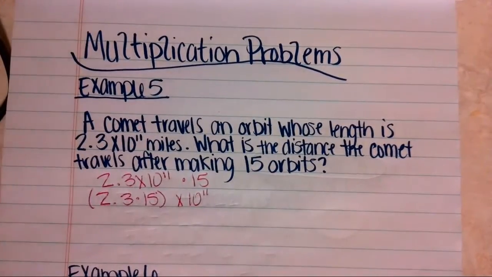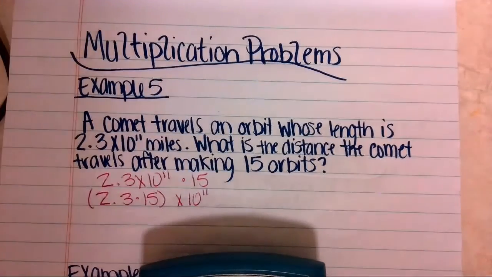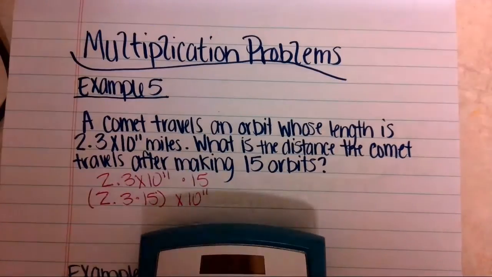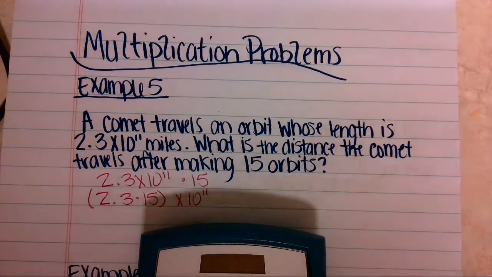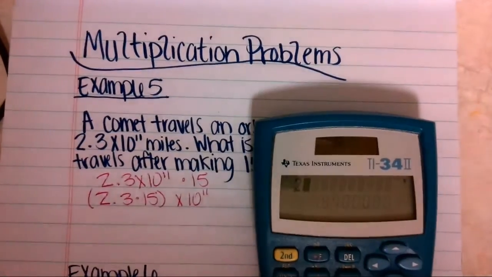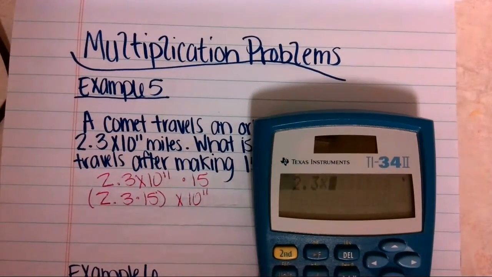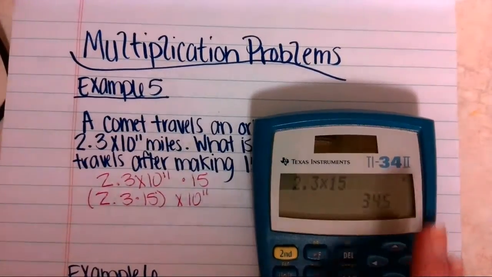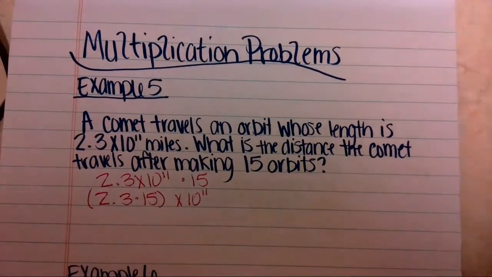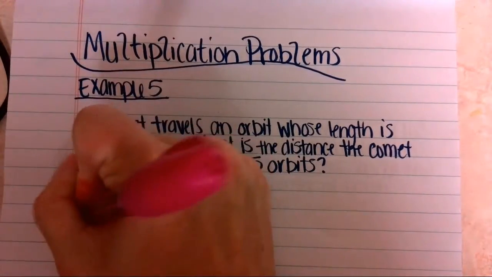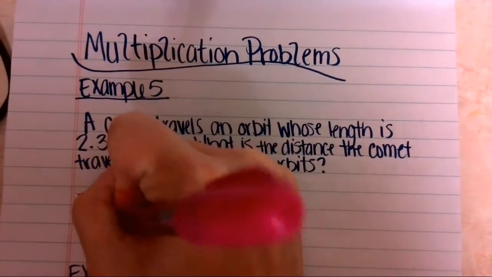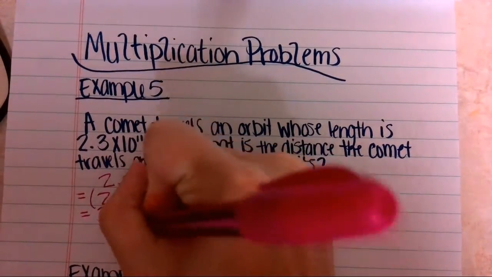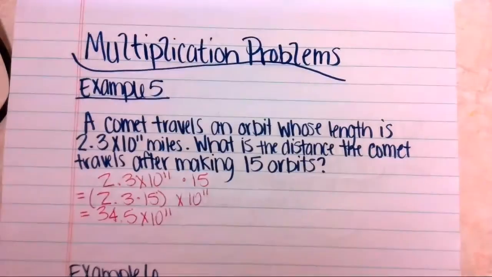I don't expect you to be able to do that in your head, so you are okay to use a calculator. For me, you may need to ask your teacher in your classroom. We could do 2.3 times 15, and we get 34.5. So I have 34.5 times 10 to the 11th.